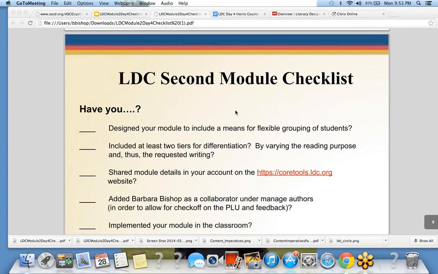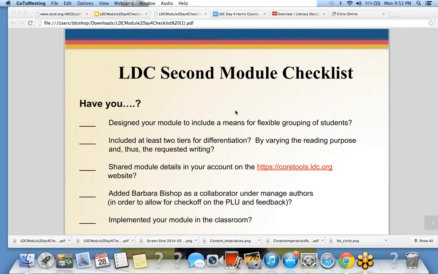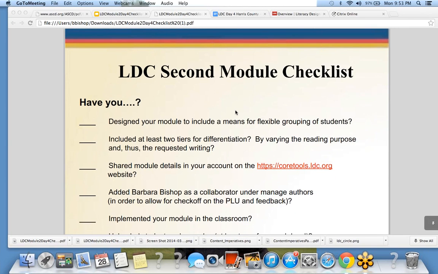And really, the main point of my short talk here is just to give you this checklist that we really just didn't get to on day 4 because we had left early. So here is a checklist for you. Have you designed your module to include at least an additional reading purpose and therefore writing prompt for a tiered group? And in other words, does it have at least 2 tiers for differentiation?